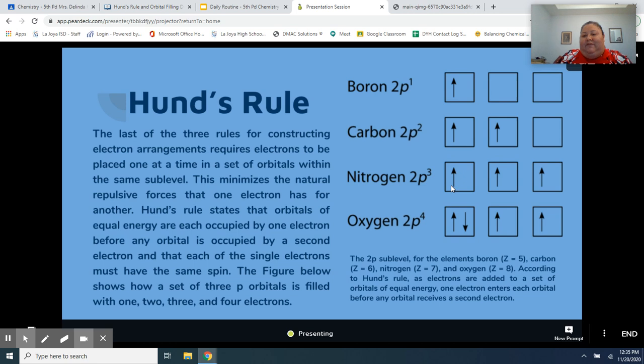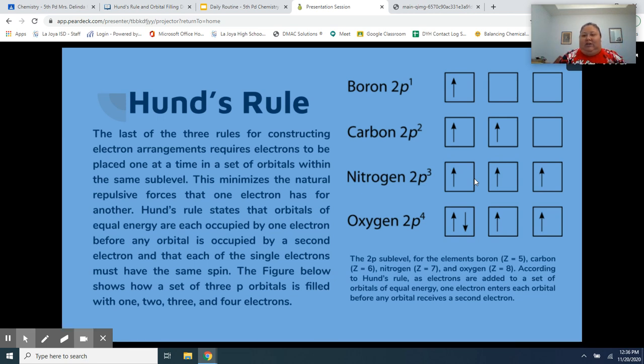I cannot have Alexia pointing up, Oscar pointing down, and America pointing down. That's not it. They have to have the same spin. Same spin means same direction. If Alexia is pointing up, Oscar needs to point up, America needs to point up. If any of these single electrons are pointing down, I am not following Hund's rule. I'm breaking it.